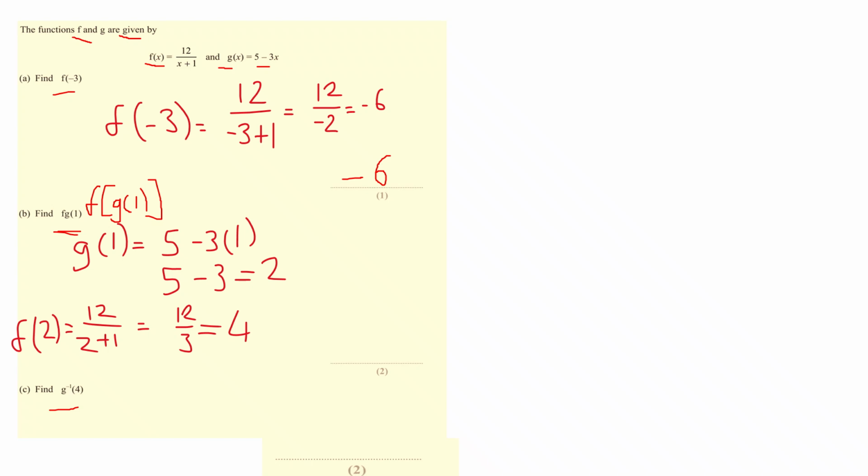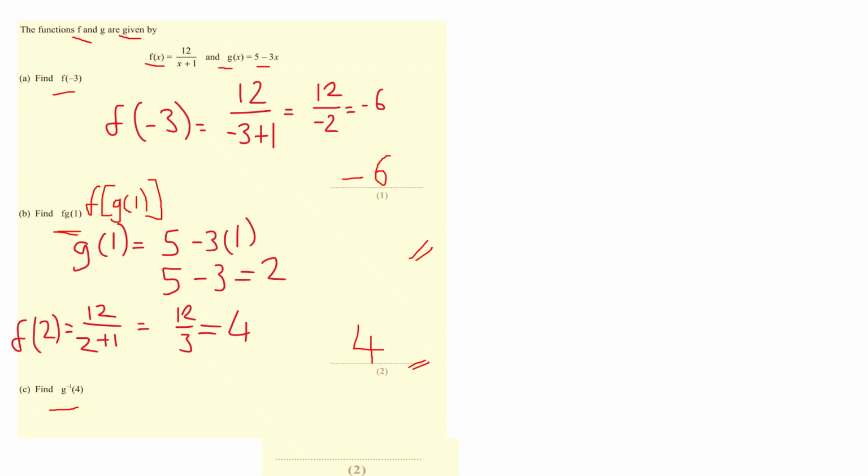I'm going to plug in 2 into f of x, so f of 2 equals 12 over 2 plus 1, and 2 plus 1 is of course 3, so 12 divided by 3 is 4. So fg of 1, guys, is equal to 4. Well then, if you got that and got the previous one, finally, find g inverse of 4.